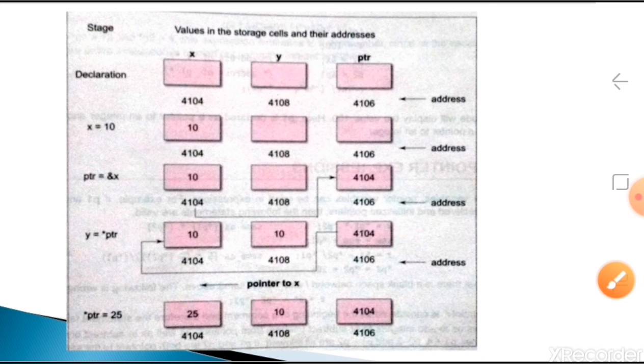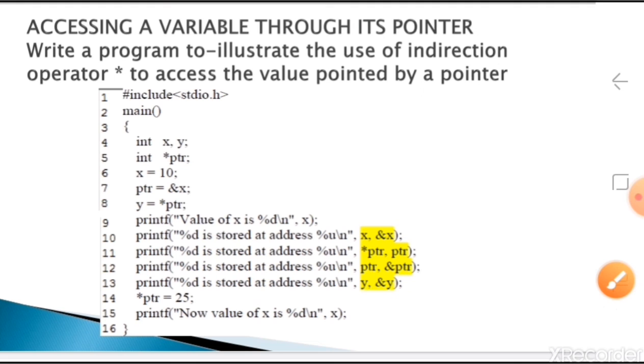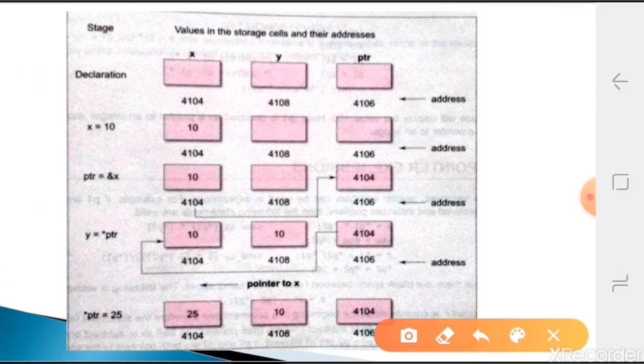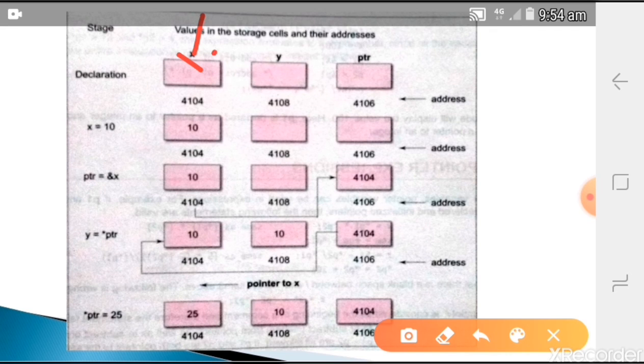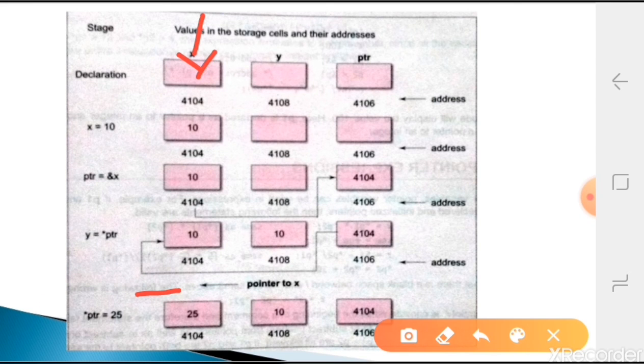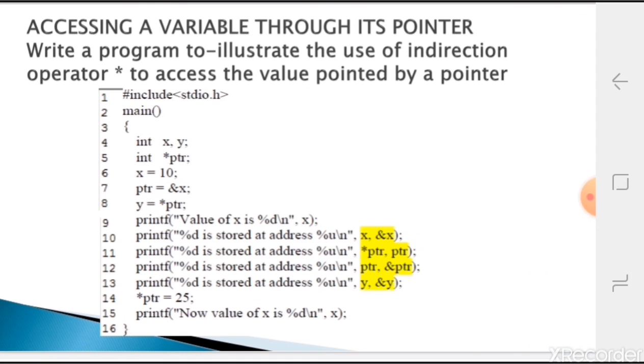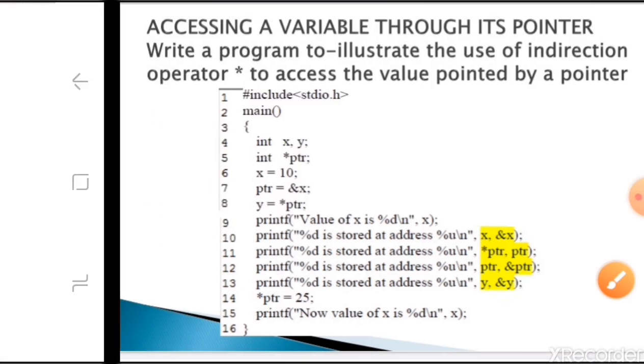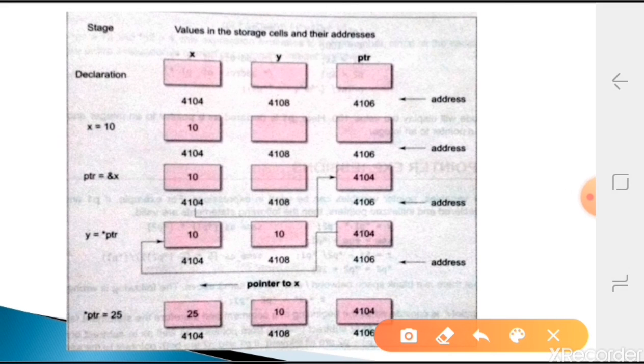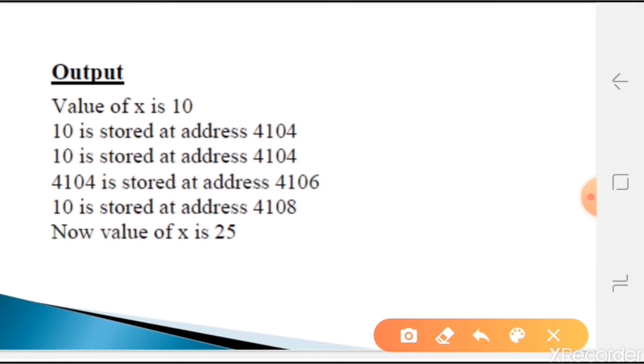So with *ptr, whichever variable it's pointing to, in that memory location it modified the value. That is the x variable it was pointing to, so it modified the x variable value to 25 now. Now the next printf statement prints "value of x is %d". The x value has been modified, so it will print 25.